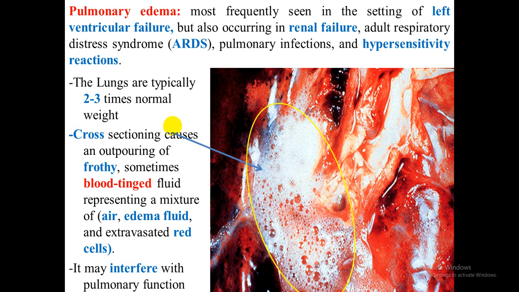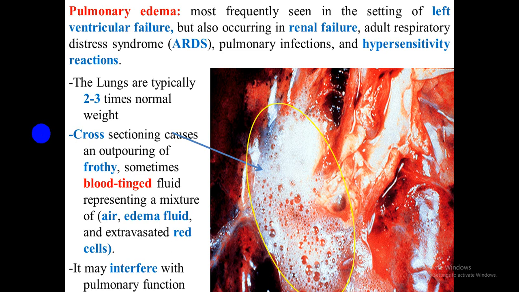Pulmonary edema is also most frequently seen in the setting of left ventricular failure, لأنه راح يصير failure يعني venous drainage, pulmonary vein, but also occurring in renal failure. Adult respiratory distress syndrome, the ARDS, pulmonary infection, hypersensitivity reaction, ممكن أنه يكون associated, all of this associated with pulmonary edema. Lungs are typically 2 to 3 times of normal size.